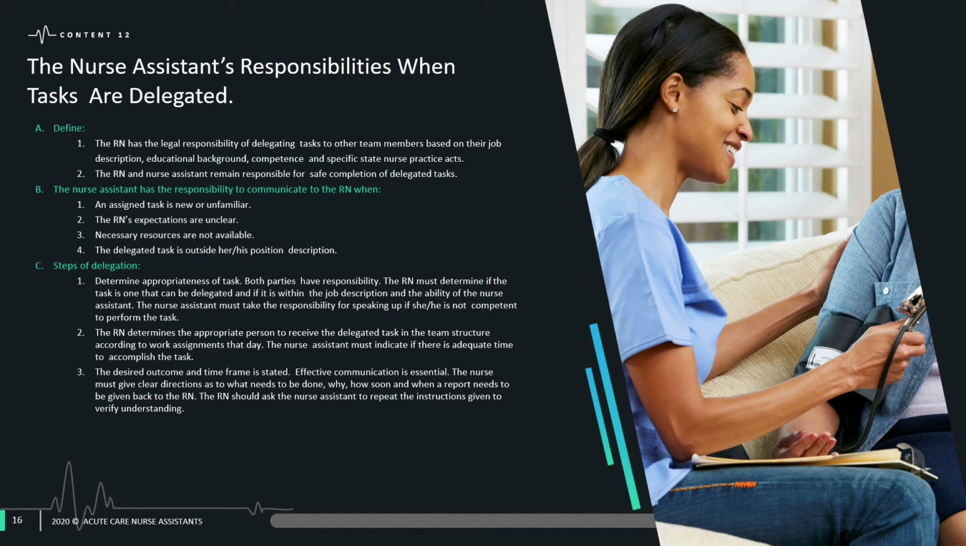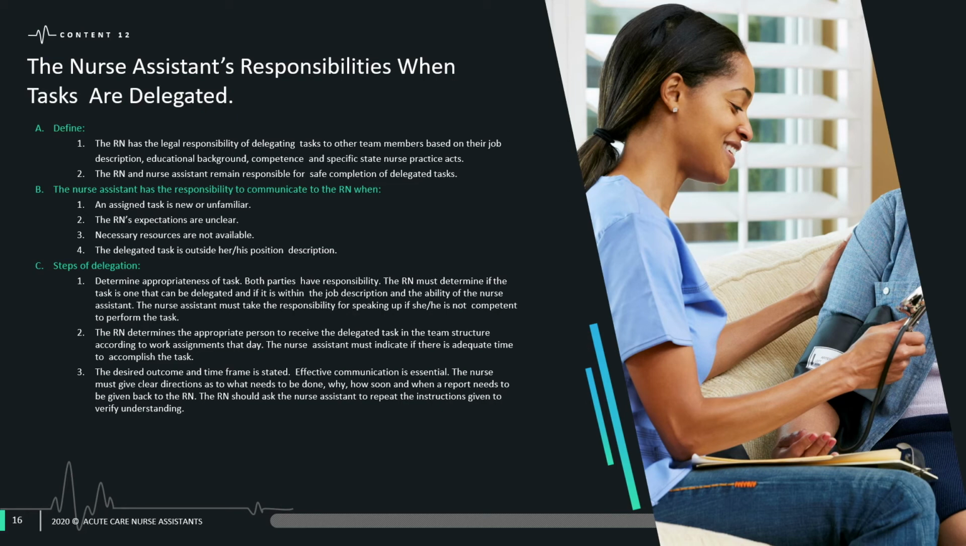The nurse assistant has the responsibility to communicate to the RN when an assigned task is new or unfamiliar, the RN's expectations are unclear, necessary resources are not available, and the delegated task is outside his or her position description. Steps of delegation. Determine appropriateness of task. Both parties have responsibility here.